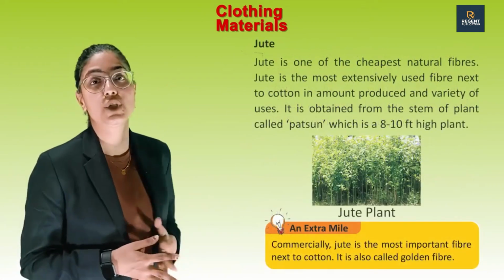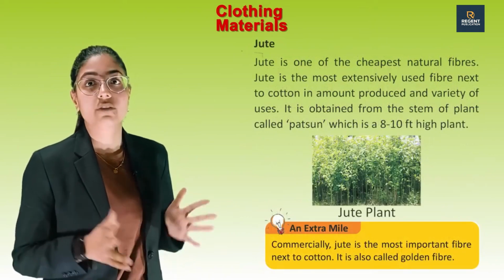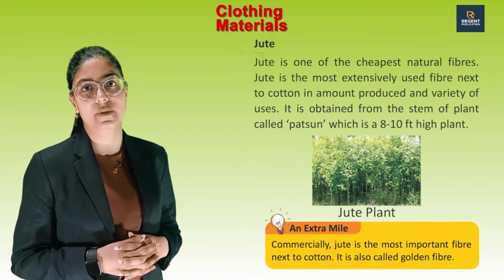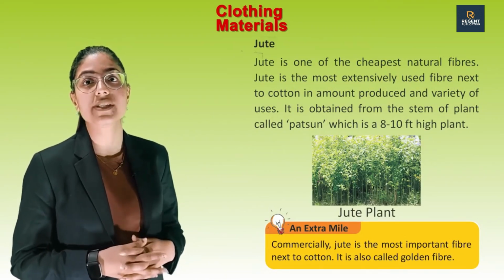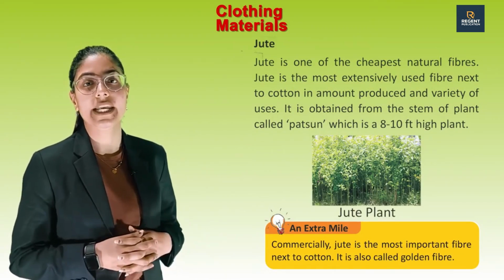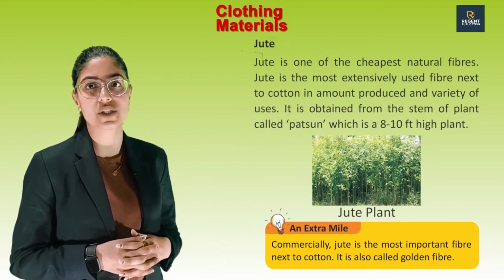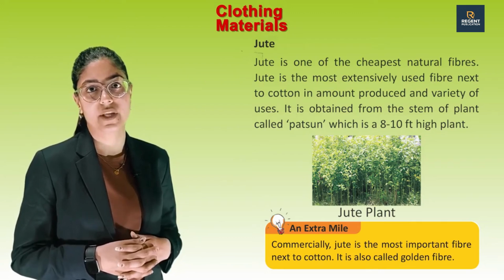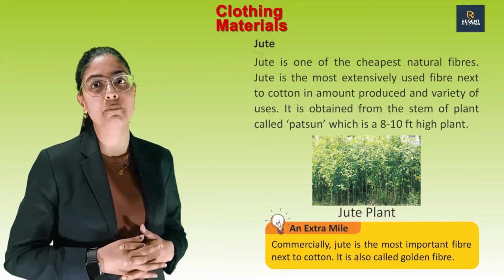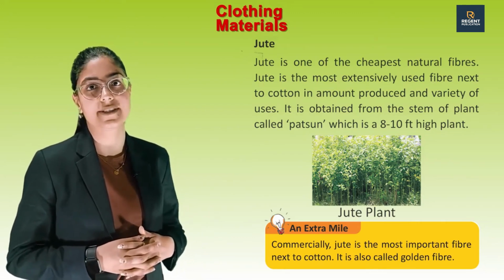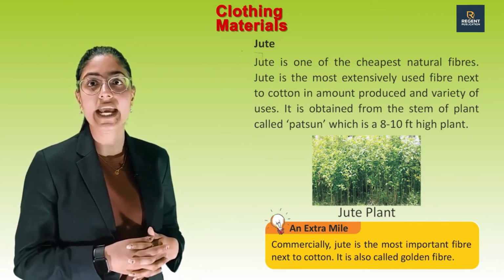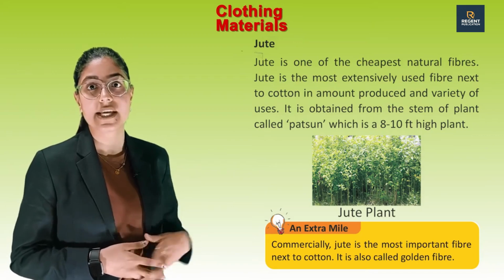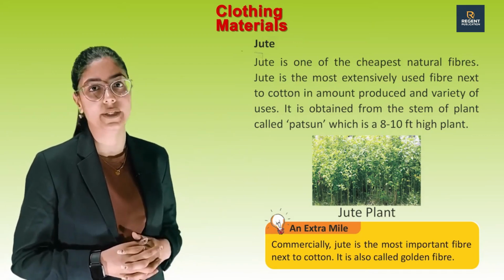Next one is jute. Jute is one of the cheapest natural fibers. Jute is the most extensively used fiber next to cotton in amount produced and variety of uses. It is obtained from the stem of a plant called petsun, which is an 8 to 10 feet high plant. See this picture of the jute plant.